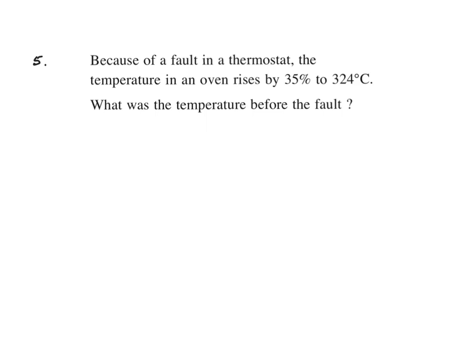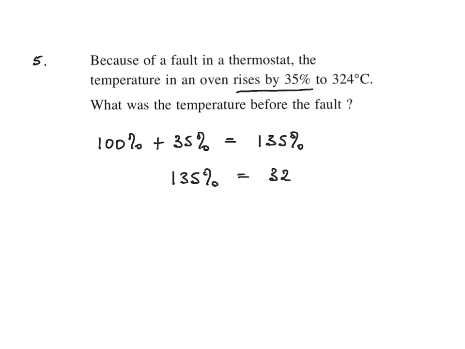Percentages. Now this comes under the heading of working backwards. So the temperature rises by 35%. The original temperature was 100%, and it rises by 35%. So we've got 135%. So 135% equals 324.